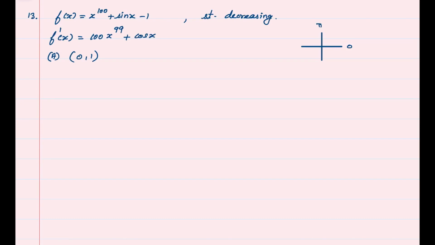0, pi by 2. The decimal value of pi by 2 is 3.14 divided by 2, which is 1.57. So the given interval is 0 to 1. Here, in 0 to 1, the angles are given in radians, which is in the first quadrant. Therefore, cos x is greater than 0 in the given interval 0 to 1, and 100 times x power 99 will be positive because all values are positive in this given interval. Therefore, f dash of x is strictly greater than 0 in the given interval. Therefore, f of x is strictly increasing on 0, 1.